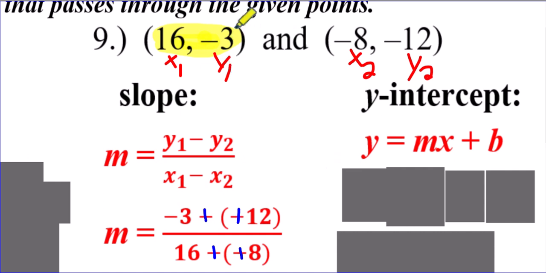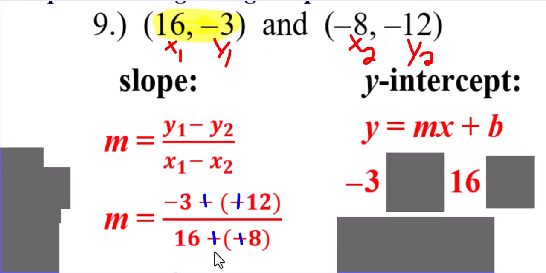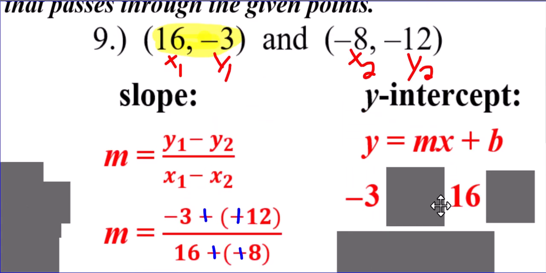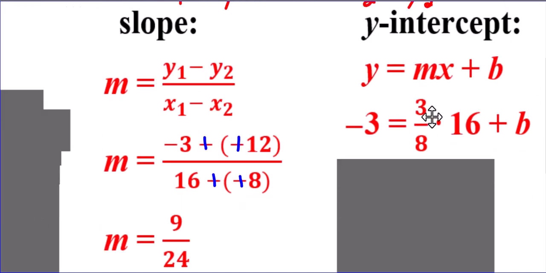My y is the -3. My x is the 16. Okay, so let's start putting these things in. The -3 is the y. The 16 is the x. Who's the m? Oh, that was down here, 3/8. So that's going to go in for the m. The b is the only thing I don't know, so that stays b. All right, let's do the work.